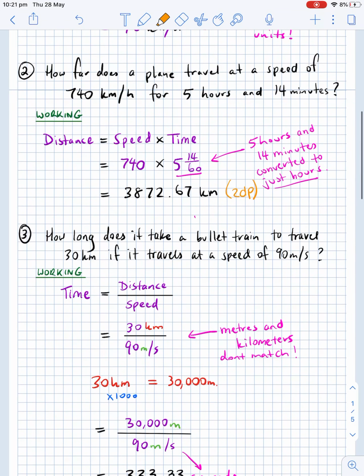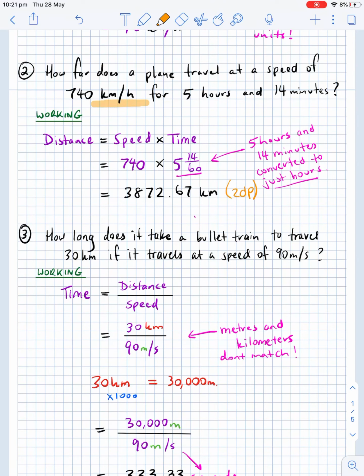Question 2. How far does a plane travel at a speed of 740 kilometers per hour if it travels for 5 hours and 14 minutes? So we give you the speed, we give you the time. You need to figure out how far the plane travels. So we're trying to figure out distance. Distance equals speed multiplied by time. Our speed is 740 kilometers per hour.